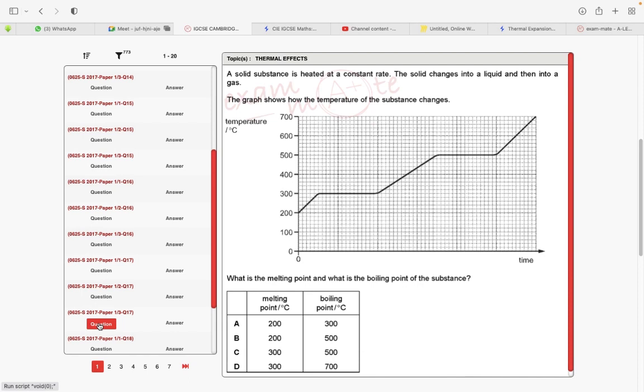Now let's see this one. This is a heating curve. A solid substance is heated at a constant rate. The solid changes into liquid and then into a gas. Now the graph shows how the temperature of the substance changes. Now what is the melting point and what is the boiling point of the substance?